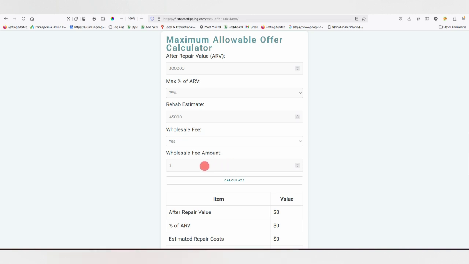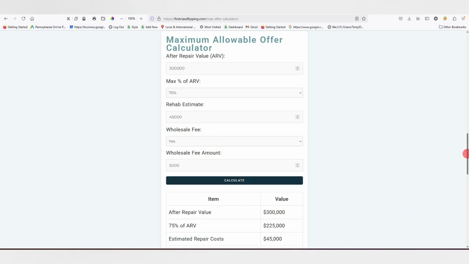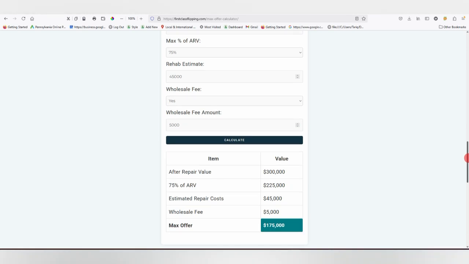Again, it's going to depend on your market. If you're in a smaller market, let's say $5,000, $10,000. It depends on your market. So let's just say you want $5,000 to wholesale this deal. Okay, now you just hit calculate, and it's going to populate all your numbers right here.